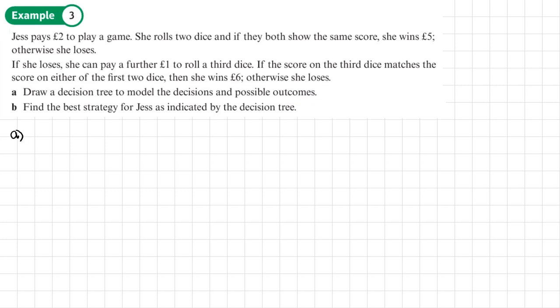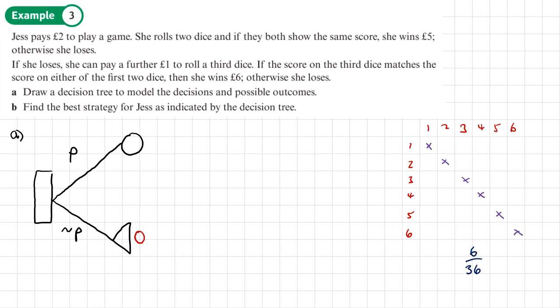Okay, so we start with our decision node here. So Jess can either decide to play or not play. We'll look at the play options in a moment. So play here, not to play down here, and we can fill in the expected payoff here. That's going to be 0.